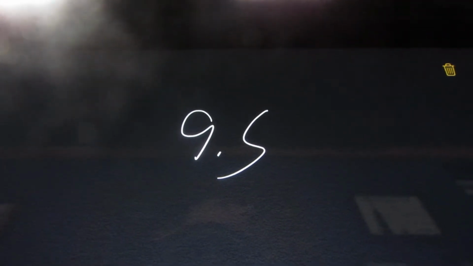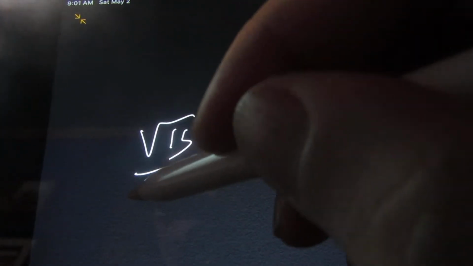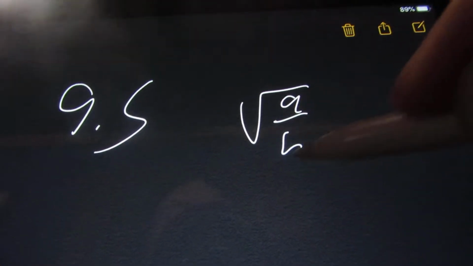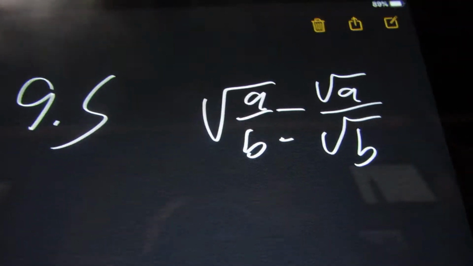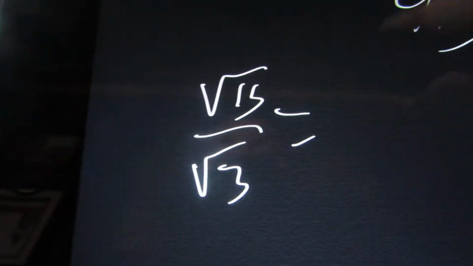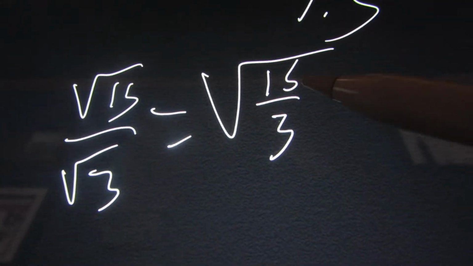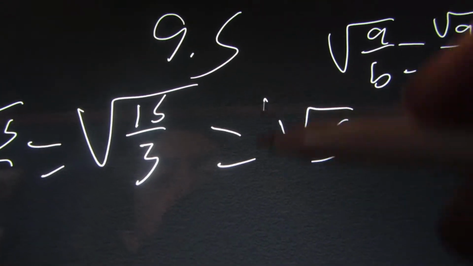In 9.5, we're going to divide square roots, and this is where the numerator and the denominator aren't both perfect squares. So let's start out with square root of 15 over square root of 3. Remember that we can write square root of a over b is the same as square root of a over square root of b. We can go backwards and put these under the same radical sign if we want. So I'm going to do that, square root of 15 over 3. Now we can divide 15 by 3 and we get square root of 5.